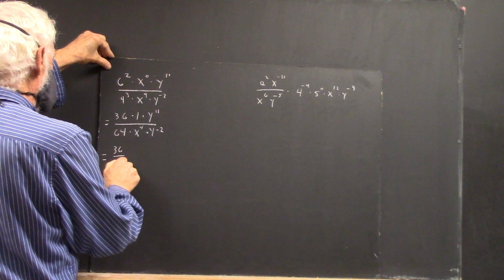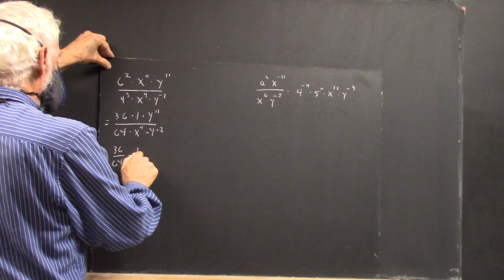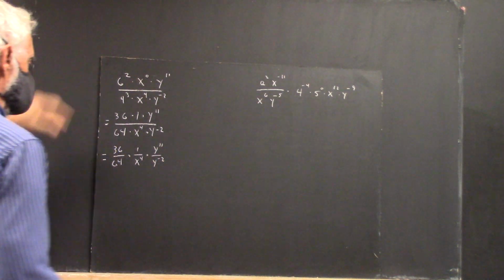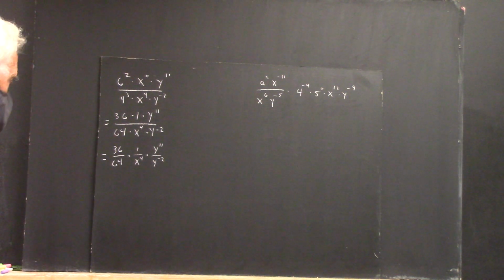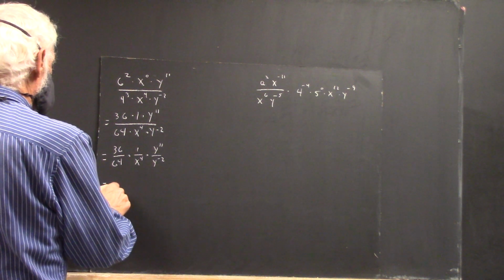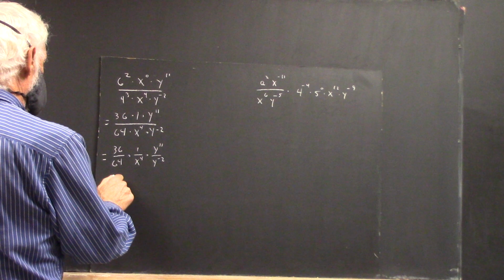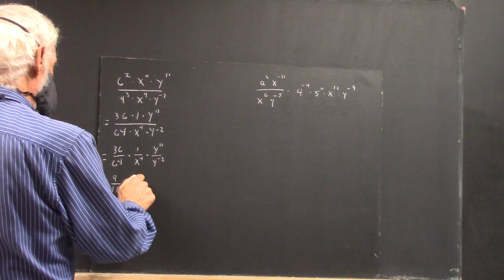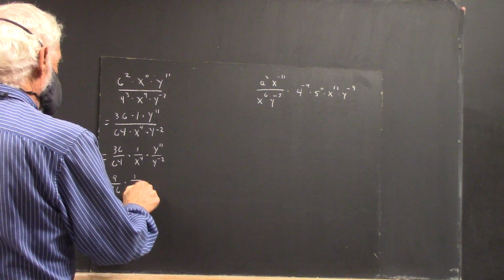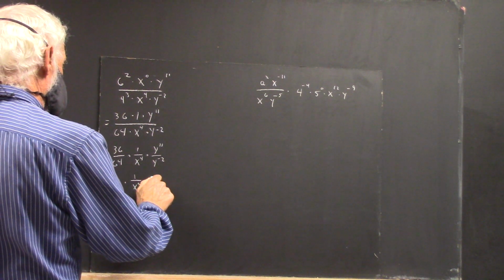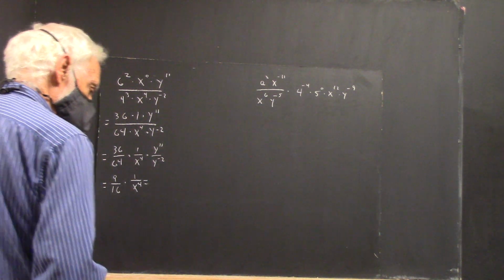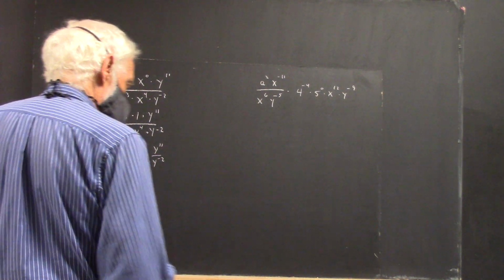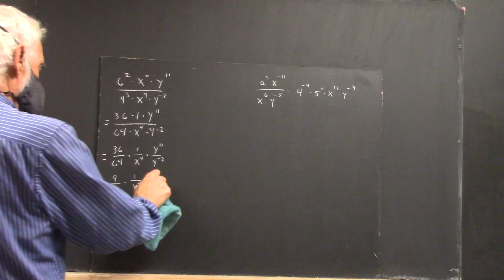You can't argue with the fact that this equals 36 over 64 times 1 over x to the 4th times y to the 11th over y to the negative 2. 36 over 64 reduces to 9 over 16. And 1 over x to the 4th is just 1 over x to the 4th. And I don't know why I wrote an equal sign there. Some sort of inappropriate reflex.